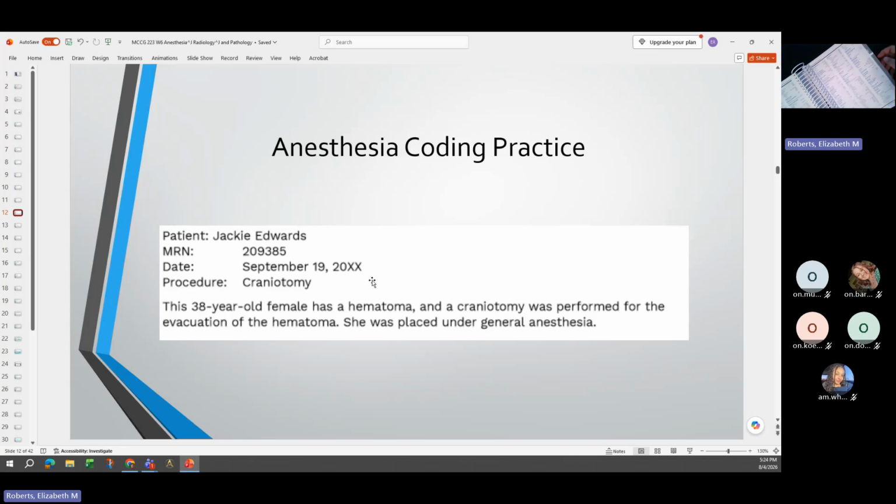If you looked up craniotomy, it would give you the CPT code for the surgical procedure, right? That's not what we want to bill for. Okay, so look up the word anesthesia. I am on page 1100. And now you can see, just kind of hang out here.